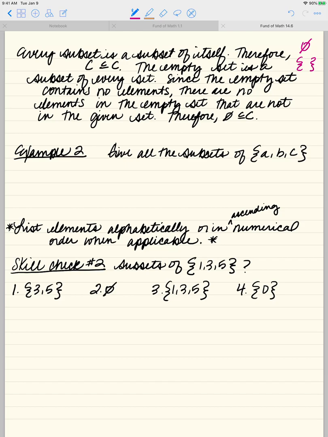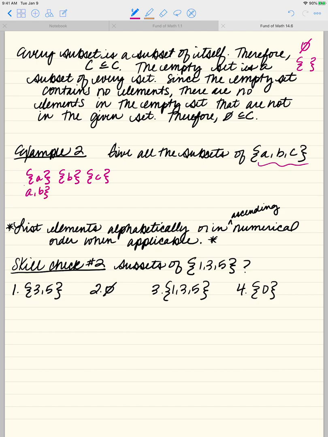So, example number 2 says give all the possible subsets of this set right here, that is A, B, C. So a subset can be just one element. So we could have A as a subset of A, B, C. B could be a subset of that one as well, and so could C. Then we could just kind of pair them off.